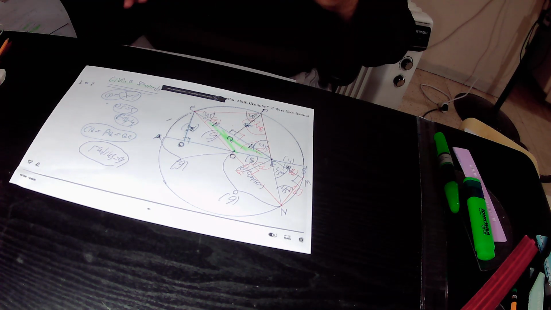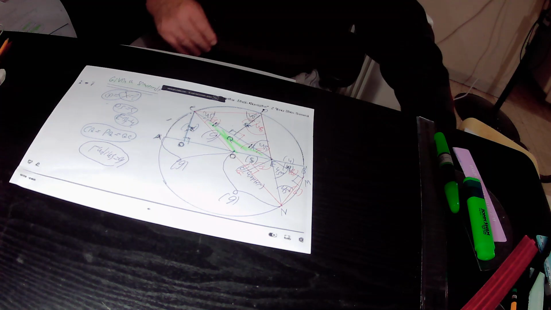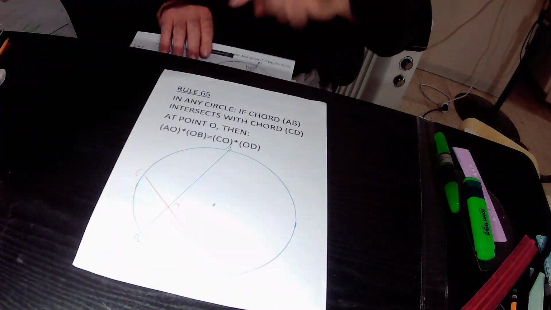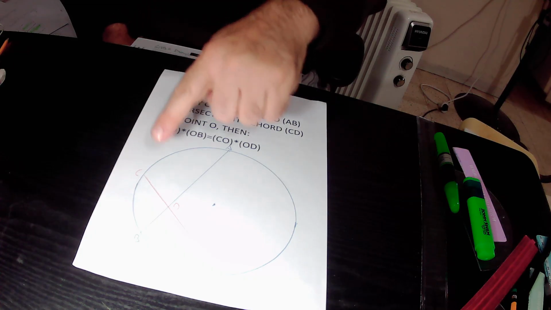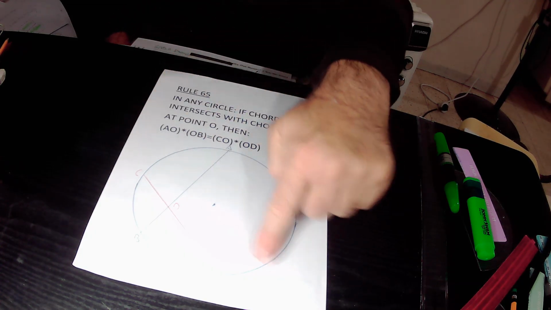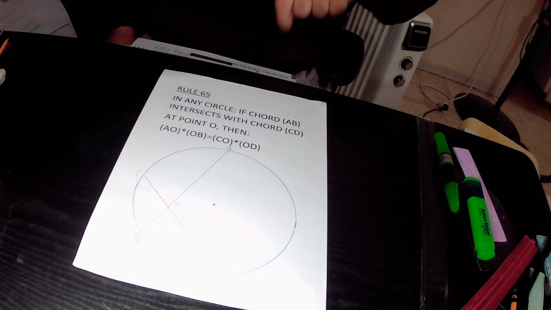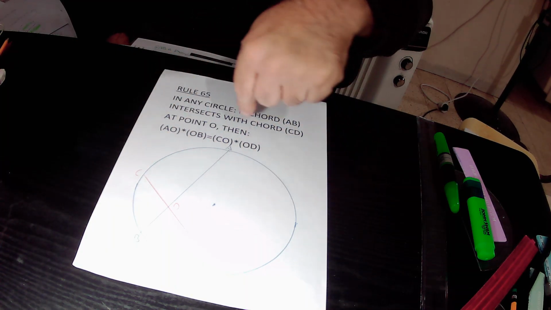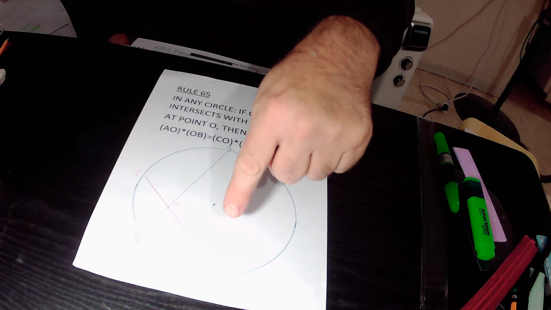The next step, we implemented rule 65 in our drawing. A bit quicker on rule 65. Rule 65 is true in any circle. This circle could be any circle. In any circle, if chord AB intersects with chord CD at point O, then the following equation is true: AO times OB equals CO times OD.